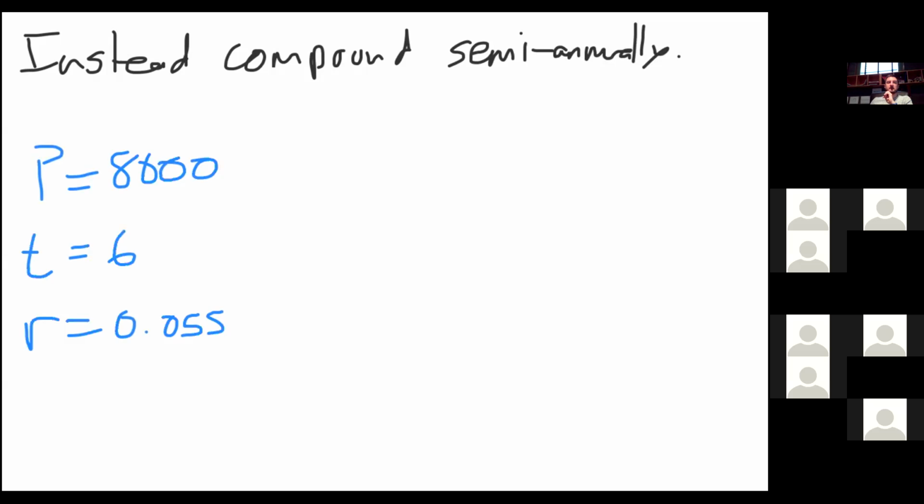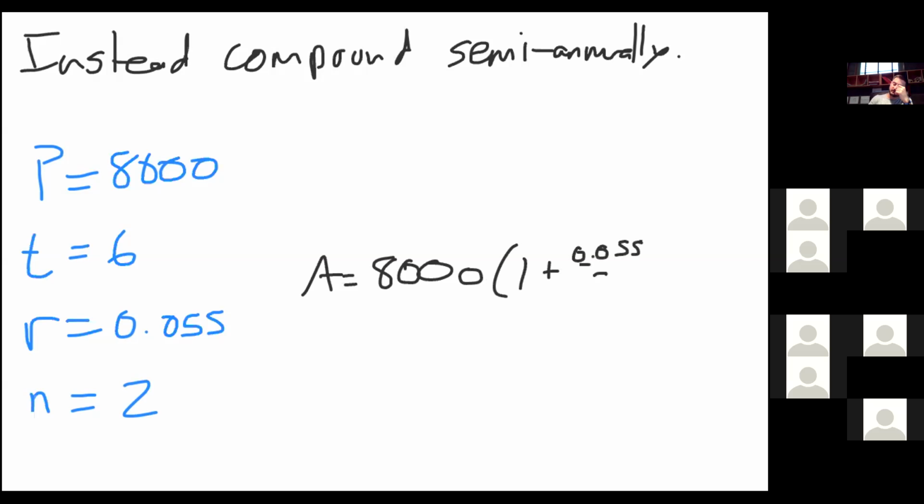But now I'm doing my compounding semi-annually, which means it's going to be how many times per year? Semi-annually is how many times per year? 2. So in this case, my n would be 2, but then once I have all those variables identified, it's another plug and chug. I'll get 8,000 times 1 plus 0.055 over 2, to the 6 times 2. Plug that in my calculator, round to the nearest cents, etc.